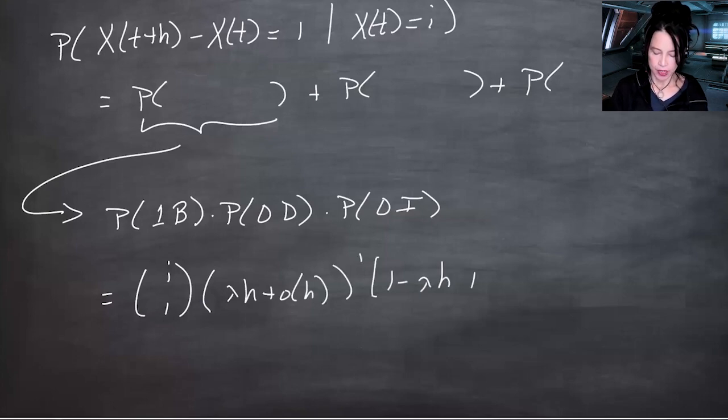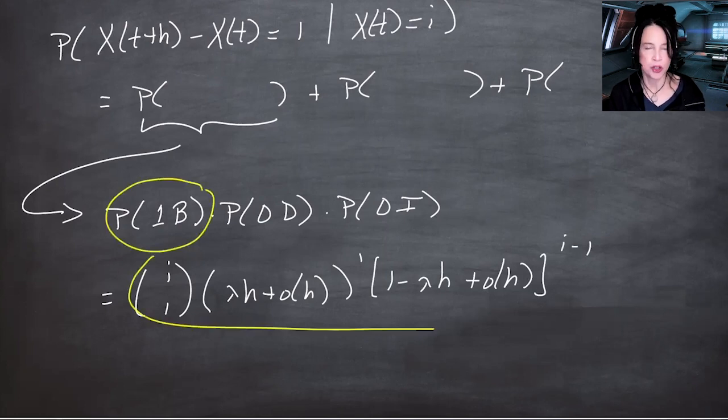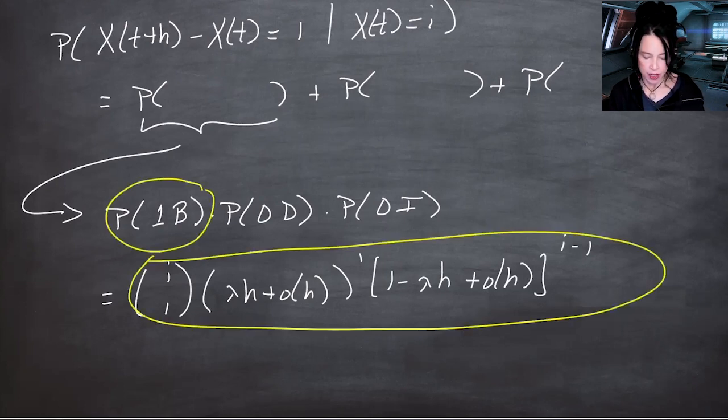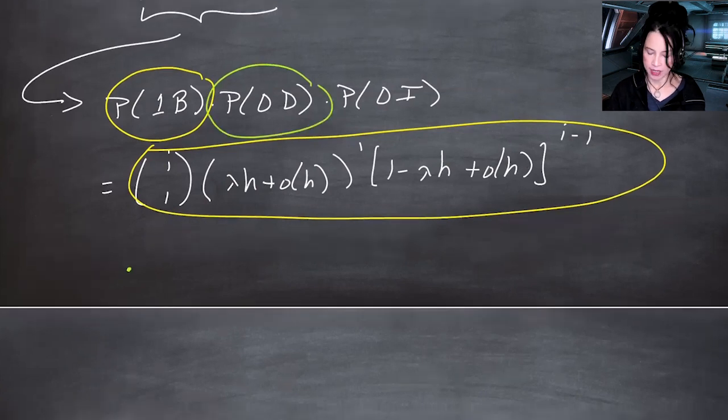So I need to multiply it by the 0 death probability. And I currently have I people in the population. If each individual will die after an exponential amount of time with rate mu, then to find the probability that any one individual dies in that interval, this is going to look the same, but you're going to have mu's instead of lambdas, and you're going to end up with mu h plus little o of h.